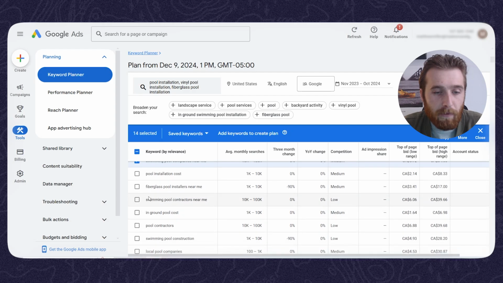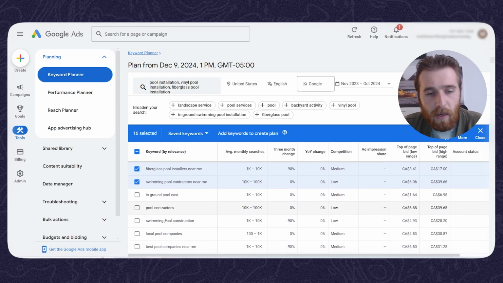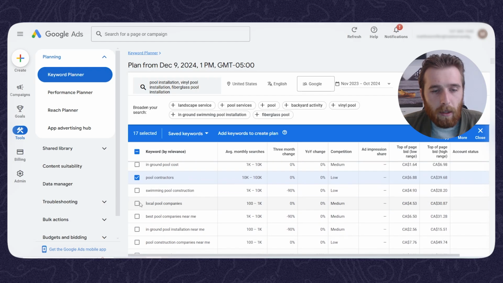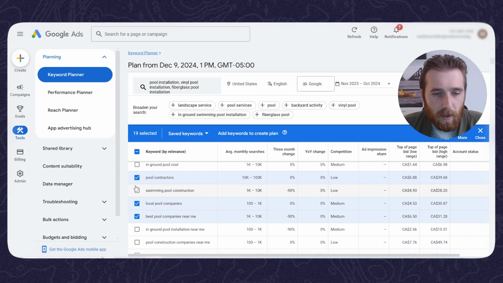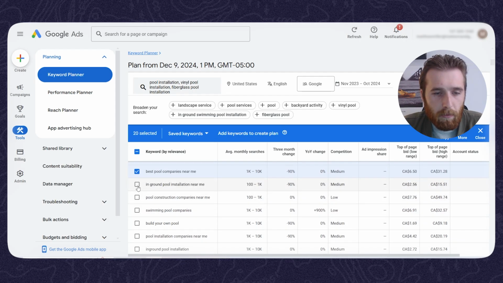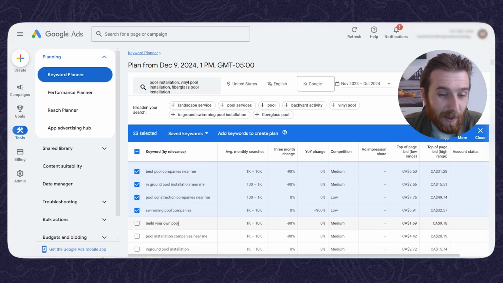Moving forward, fiberglass pool installers near me, good. Contractors, yep. Ground pool costs, we're going to leave that. Pool contractors, yep. Local pool companies, let's throw that in there under the companies one, best pool companies, we can do that as well. Swimming pool construction, yep. In-ground pool installation near me, good. Construction companies near me, pool companies near me.